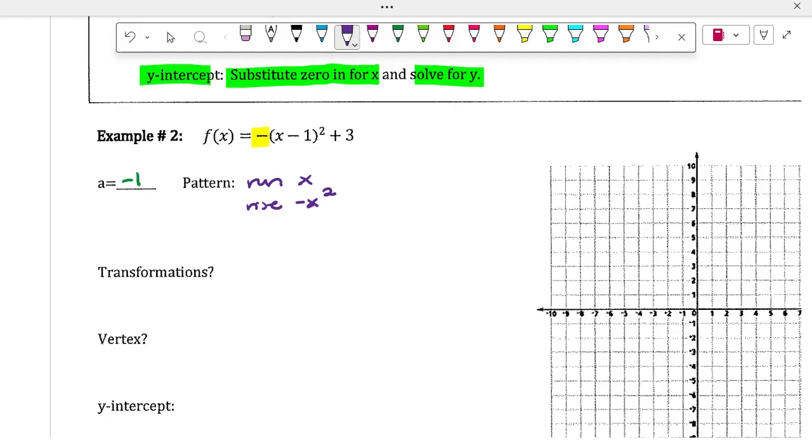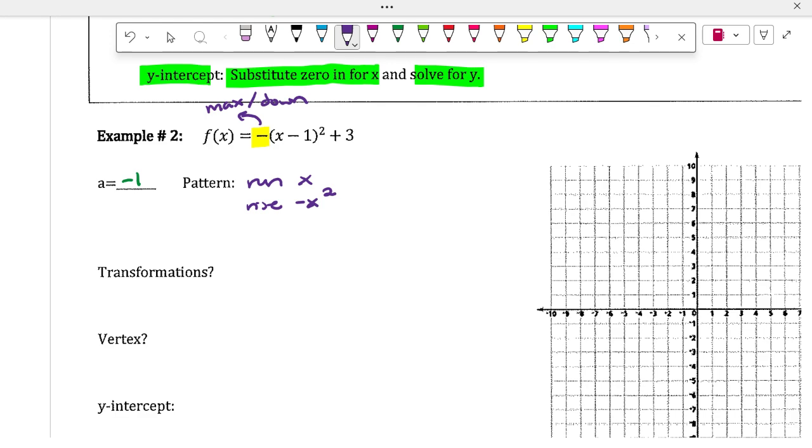Now, I want you guys to think about this logically. Since our a value is negative, what does that say about our graph? It'll have a maximum. Which way will it open? It'll open down. So I want you to think about this logically. Let's take an idea of what's going to happen.